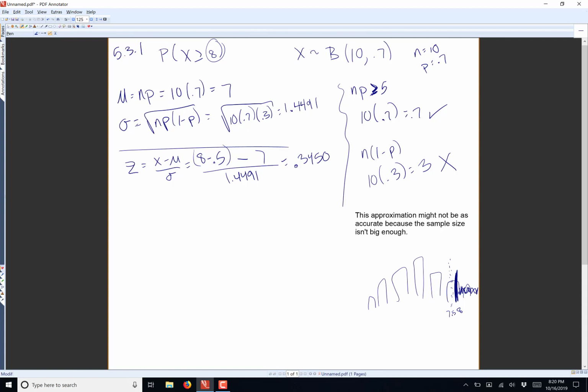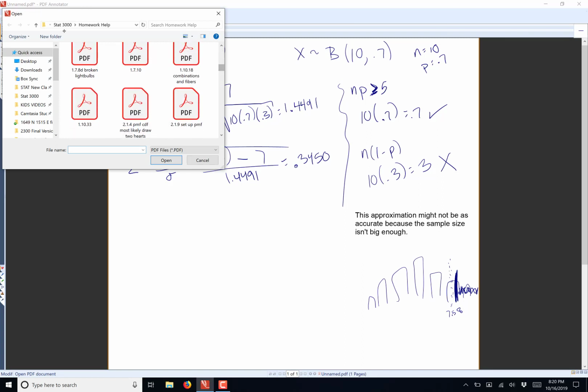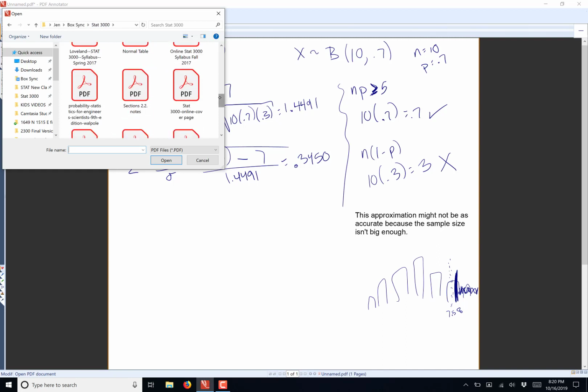So now we have to pull out our calculator. Not our calculator, I'm sorry. You could use your calculator. I'm going to use the normal table. Keep in mind, again, that your textbook does not use the normal table. Your textbook uses the solutions manual, I should say. The solutions manual uses a calculator, so their results will be slightly different.